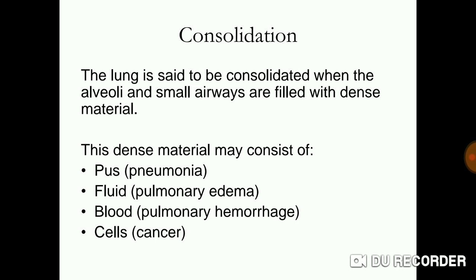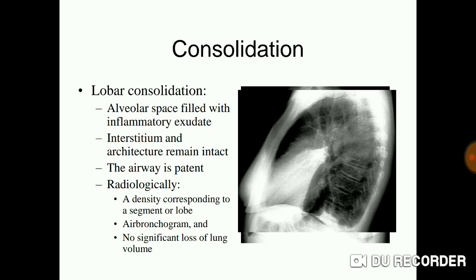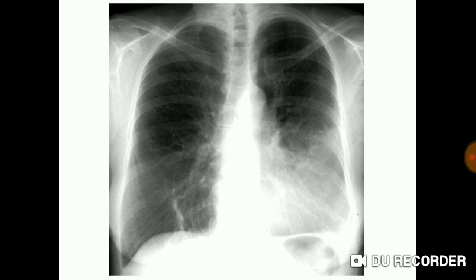Next is consolidation. The lung is said to be consolidated when the alveoli and small airways are filled with dense material. This dense material may consist of pus in pneumonia, fluid in pulmonary edema, blood in pulmonary hemorrhage, and cells, which can be cancer. Lobar consolidation: alveolar space filled with inflammatory exudate. Interstitium and architecture remain intact. The airway is patent, and radiologically a density corresponds to a segment or lobe, with air bronchogram and no significant loss of lung volume. You can see in this picture consolidation.